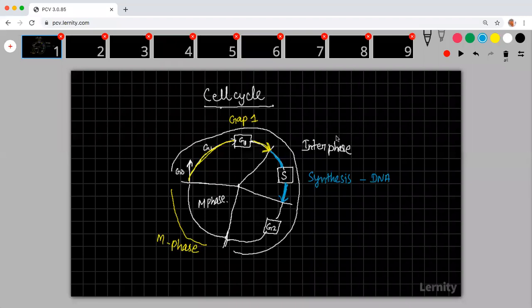Then you have one more phase which we call G2 or gap 2. What is the cell doing in this phase? In gap 2, the cell is trying to produce things that are required for the cell division. So this is called the gap 2 phase.